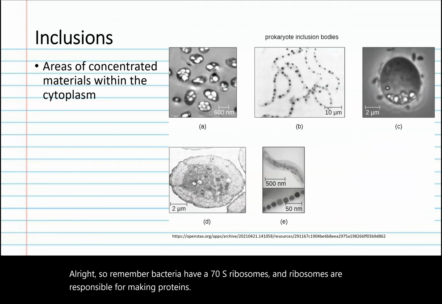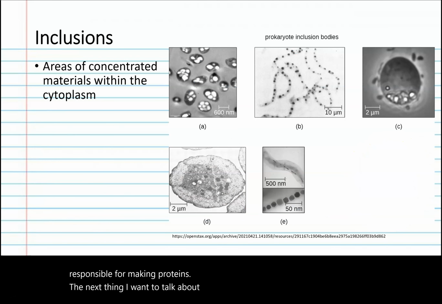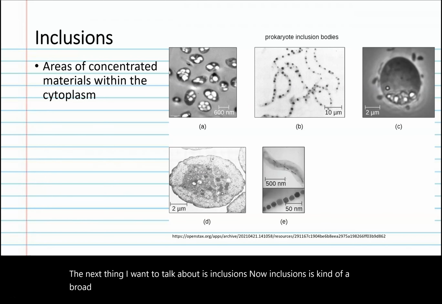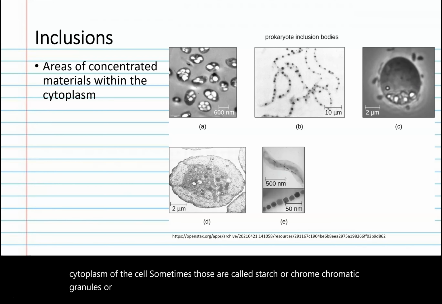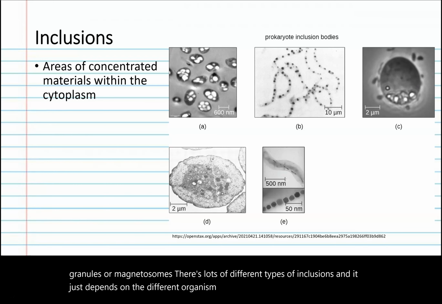The next thing I want to talk about is inclusions. Now, inclusions is kind of a broad term. It just describes an area of concentrated material within the cytoplasm of the cell. Sometimes those are called starch granules or chromatic granules or magnetosomes. There's lots of different types of inclusions, and it just depends on the different organism what kind of inclusion it might have.